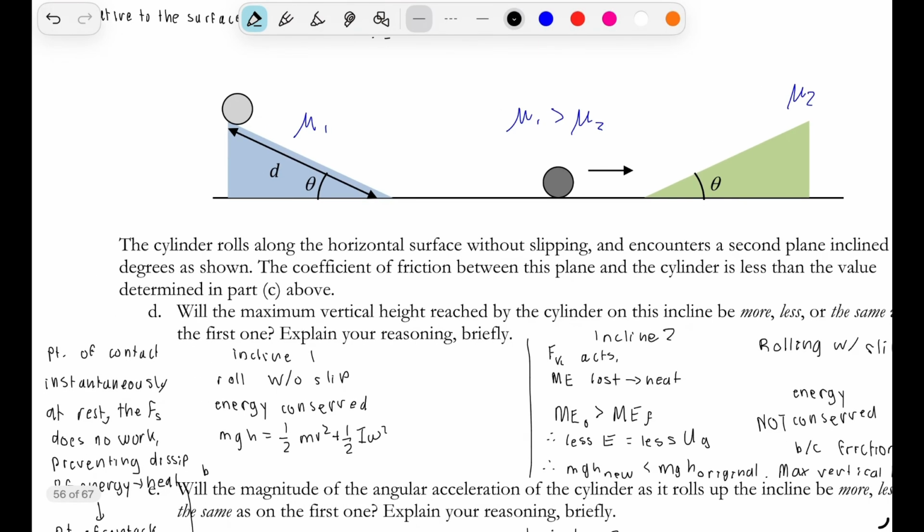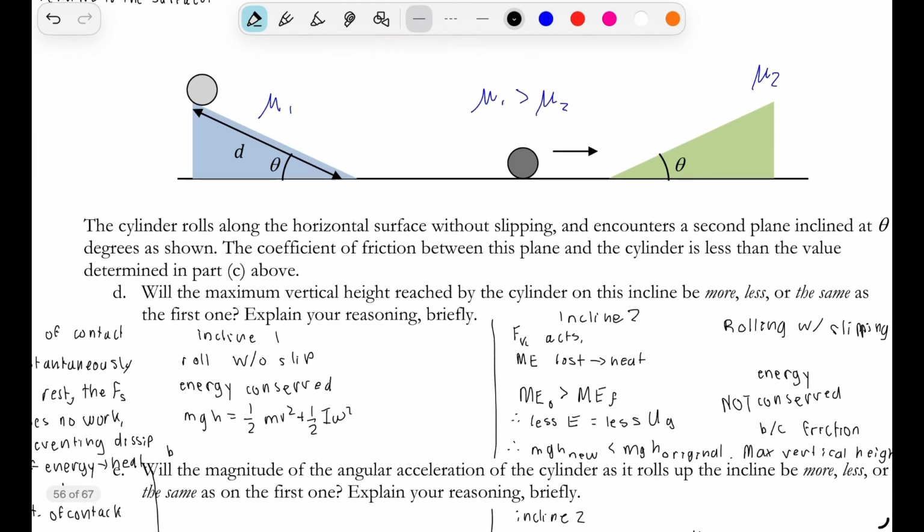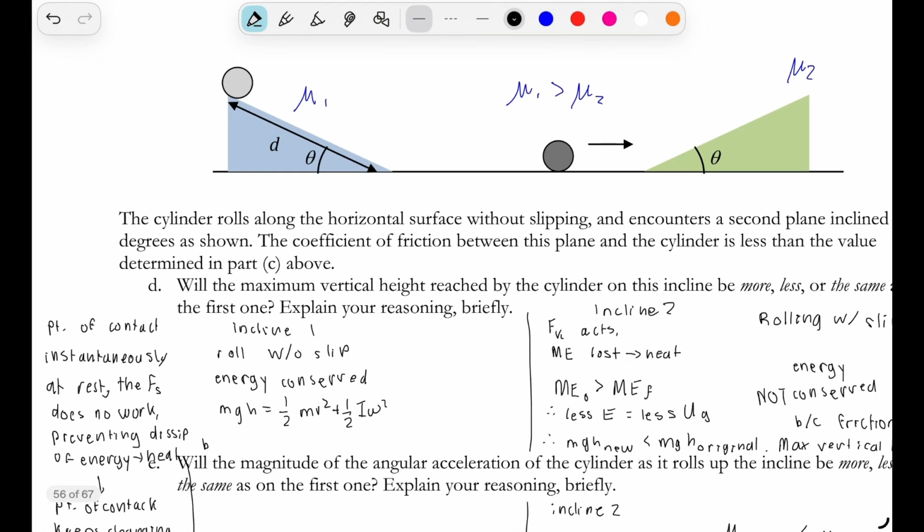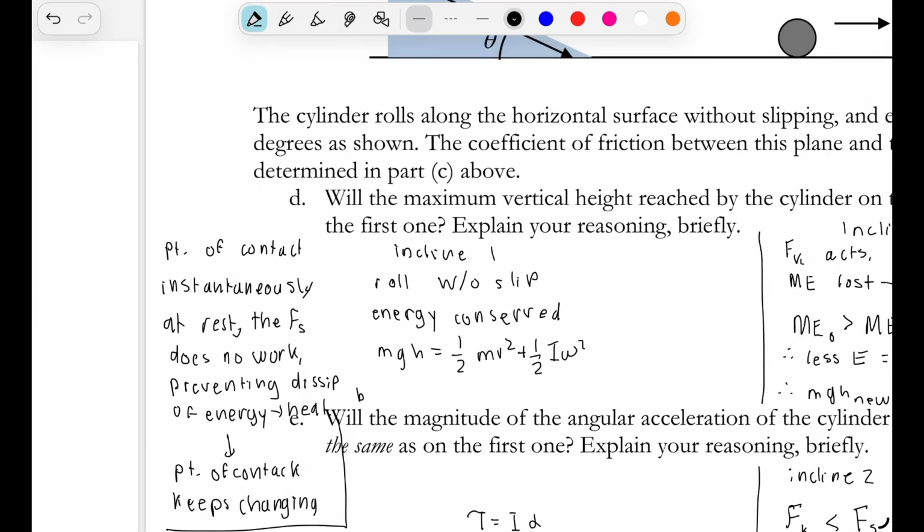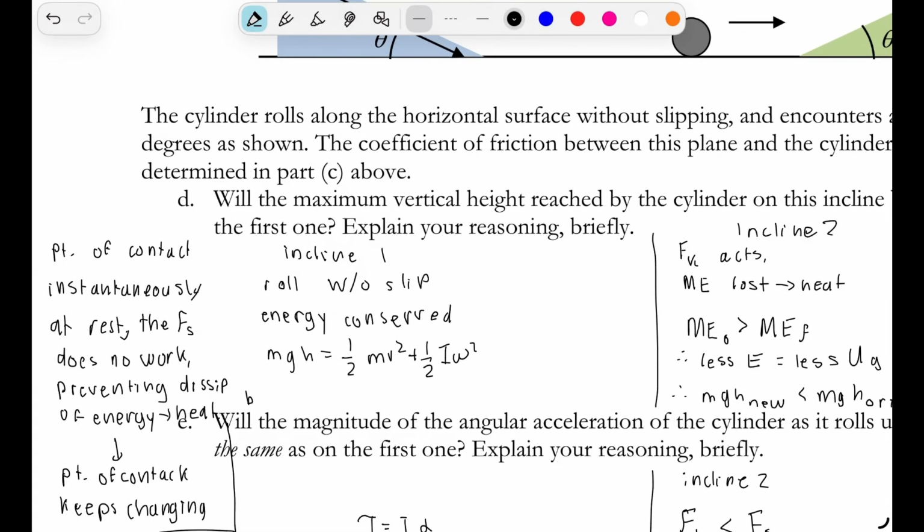So we're asked whether this vertical height that it reaches will be more, less, or the same as over here. So we have to account for the fact that we have friction, and we also have to account for whether or not we have conservation of mechanical energy in both of these situations. So first, let's examine the first incline.